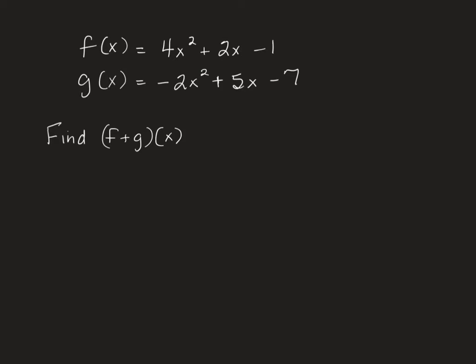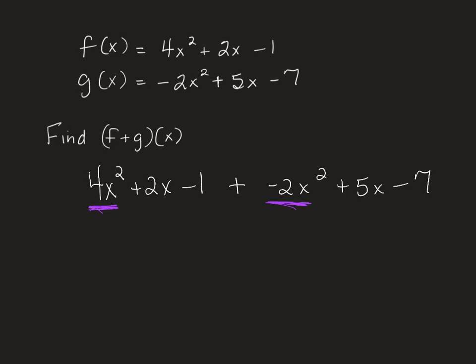So here I have my f function. I have 4x squared plus 2x minus 1. My g function is negative 2x squared plus 5x minus 7. And I'm asking you to add them. So I would like you to go 4x squared plus 2x minus 1 plus negative 2x squared plus 5x minus 7. Go through 4x squared and negative 2x squared.